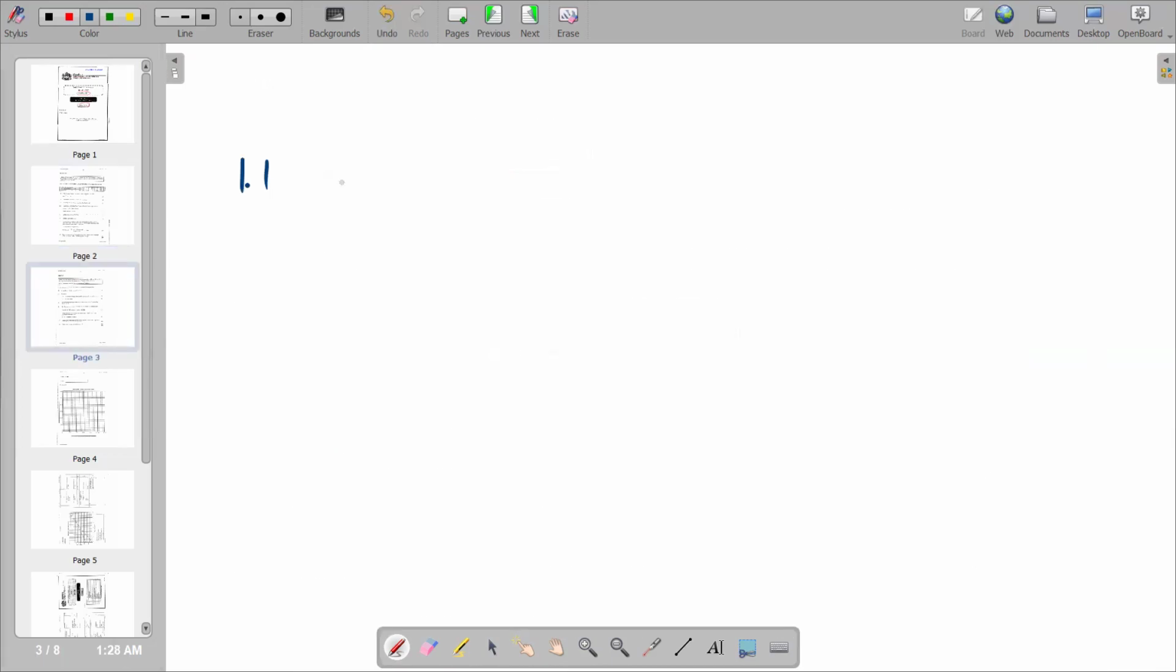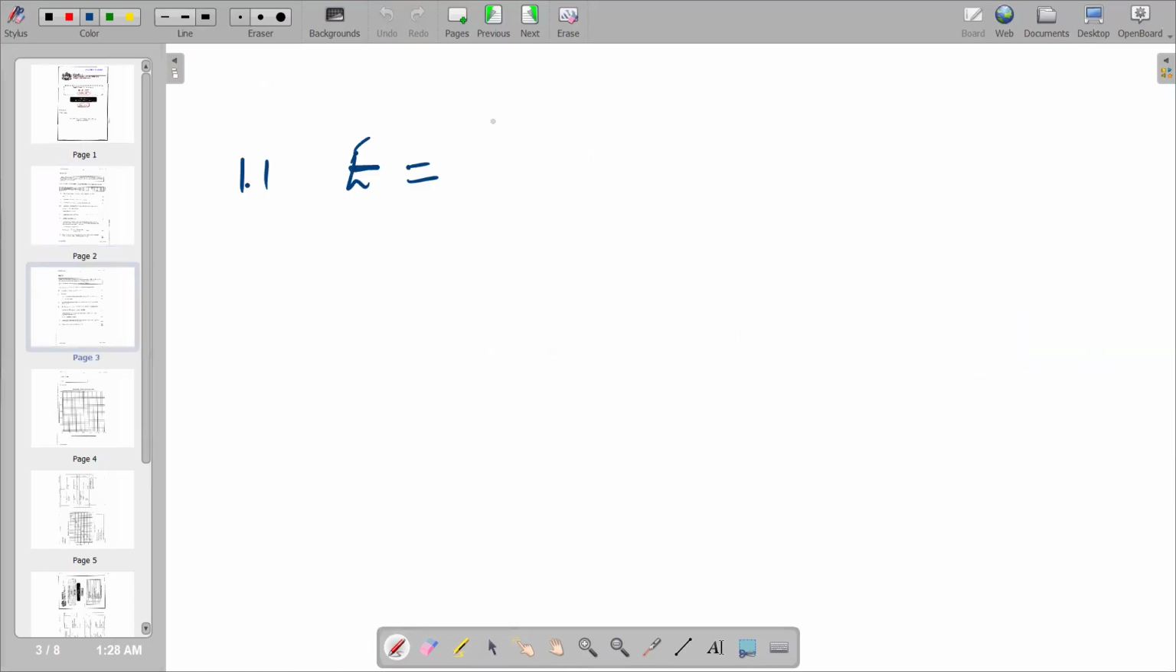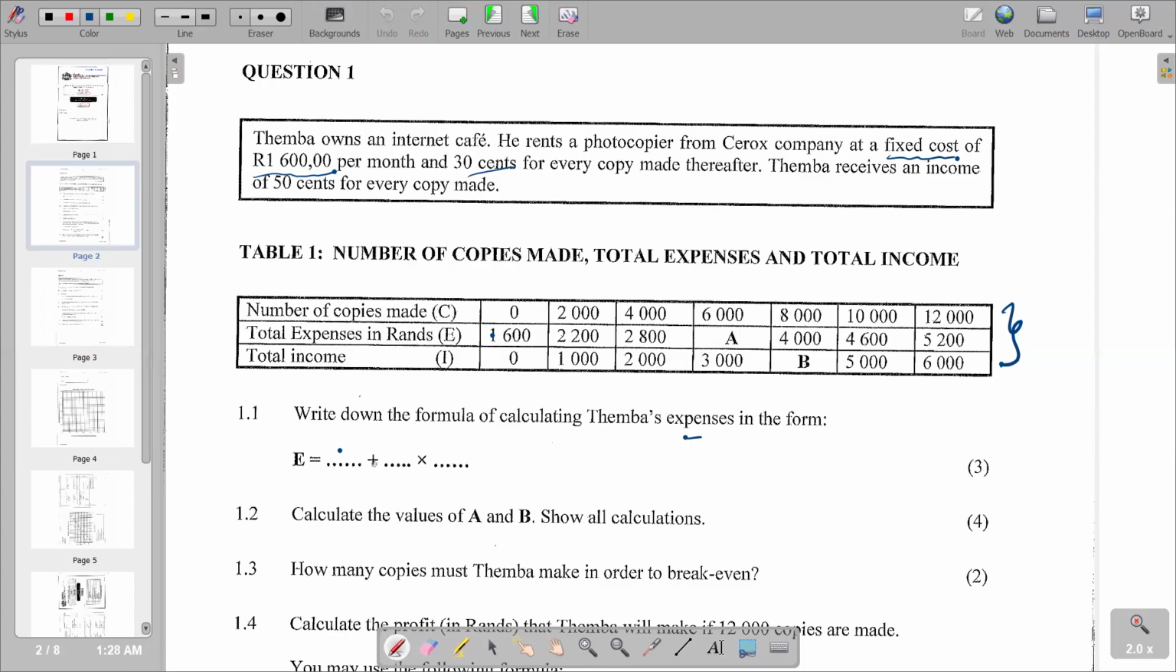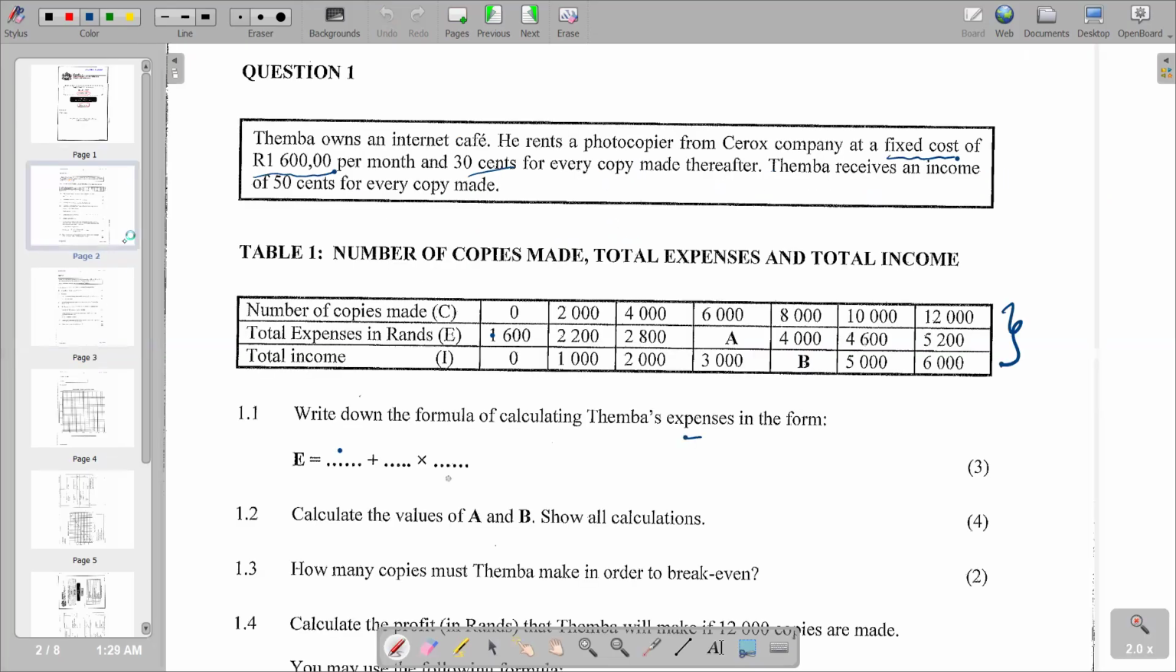We have got our formula as our expenses. So we're going to say expenses equal to 1,600 rands as our fixed cost. And then from there, we are supposed to add the number of copies times 30 cents. So basically, that's how we're going to formulate our formula: 30 cents times the number of copies made.